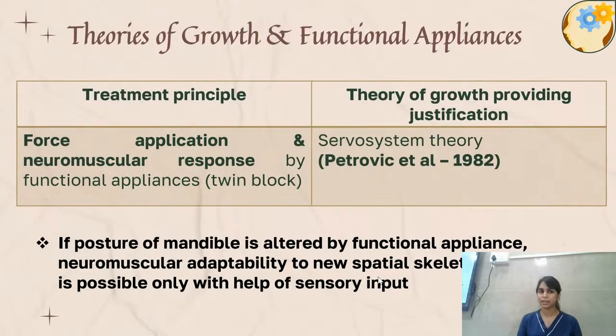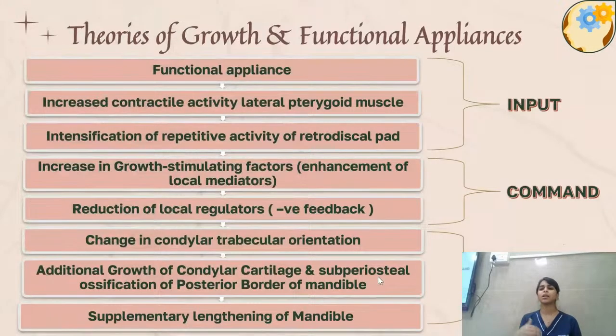After talking about force elimination, let's talk about force application and neuromuscular response. The theory that comes into play here is the servo system theory, which was given by Petrovic in 1982. If the posture of the mandible is altered by a functional appliance, the neuromuscular adaptability to this new spatial skeletal relationship is possible only with the help of a sensory input. Just like in a computer, Petrovic suggested that the appliance works by three processes. There will be an input that will lead to a command, and the command will lead to an output. So, what is the input? It is the functional appliance that the patient is wearing.